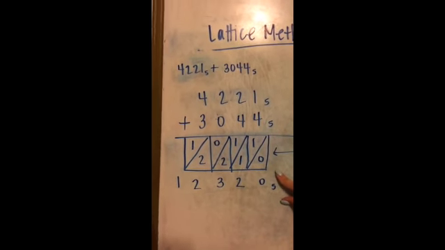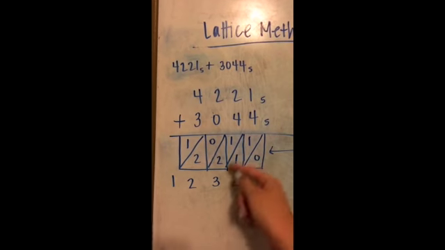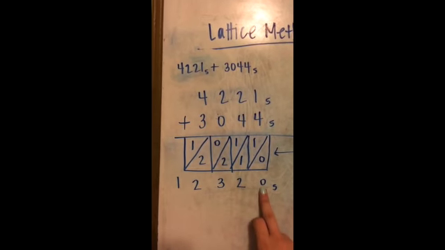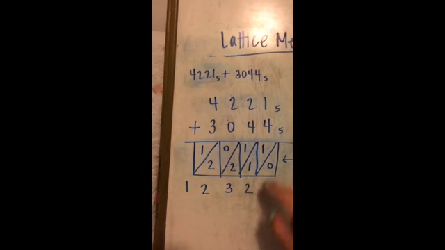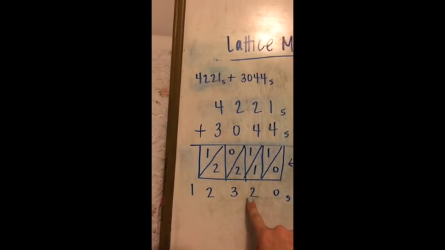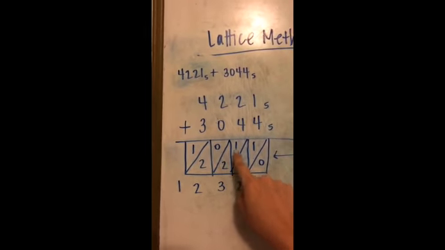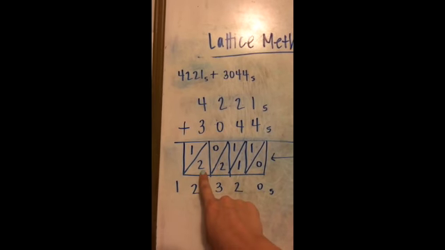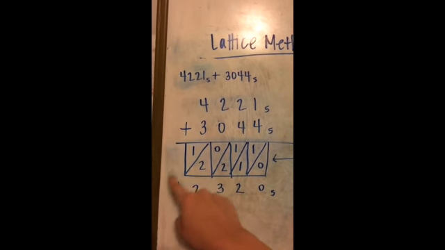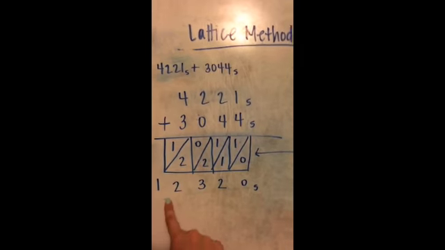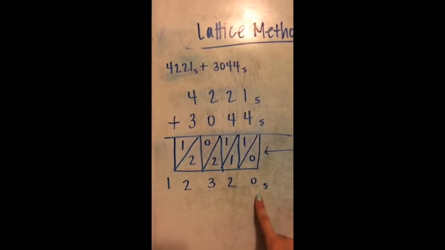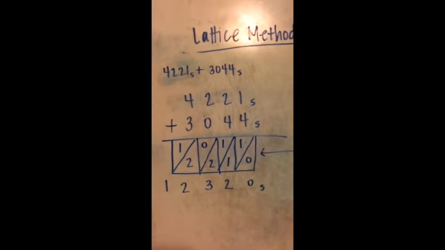So to get our final answer, we just go ahead and add them like this. So it's going to be 0 because 0 is by itself. And then 1 plus 1 equals 2. 2 plus 1 equals 3. 2 plus 0 equals 2. And then just the 1 by itself. So this is your final answer. And don't forget to add the base 5.